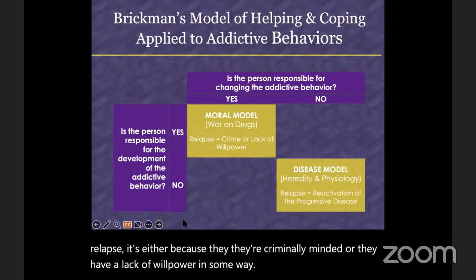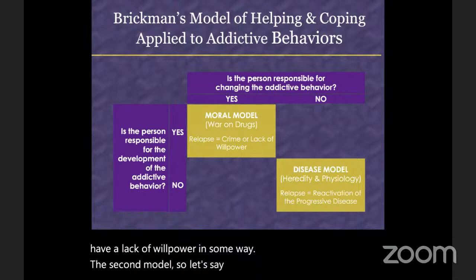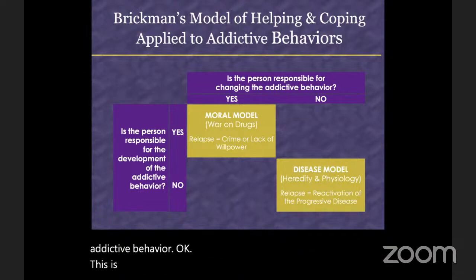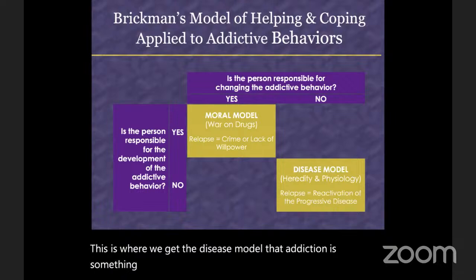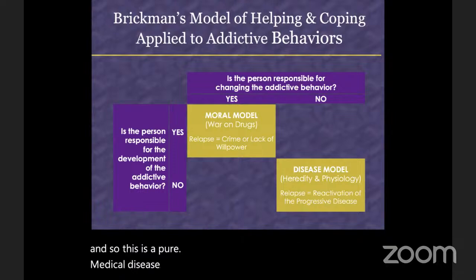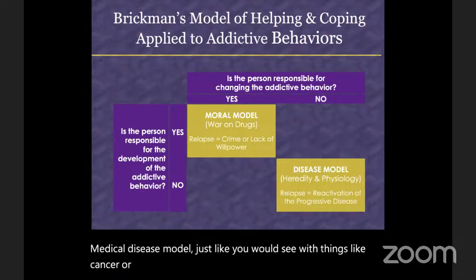The second model: they're not responsible for their addictive behavior, and they're not responsible for changing that addictive behavior. This is where we get the disease model, that addiction is something hereditary and is a physiological reaction. So this is a pure medical disease model, just like you would see with things like cancer or diabetes.